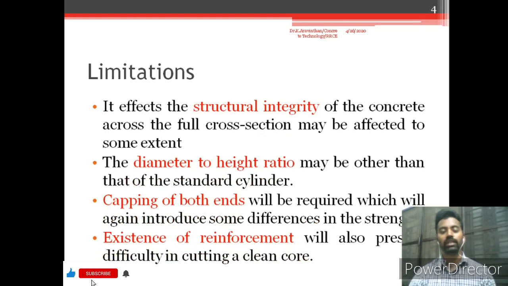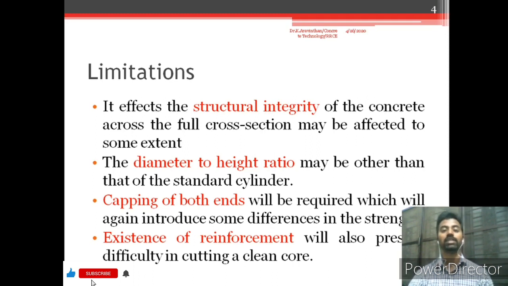Now there are certain limitations. There is a diameter to height ratio to consider when compared to the standard cylinder, which is 150 mm by 300 mm, the standard size of a cylinder. We will not be exactly cutting a cylinder of 150 mm by 300 mm. This height to diameter ratio varies according to the rotary drill. So it will not match, and there is a variation between the strength of the sample versus the exact structure.